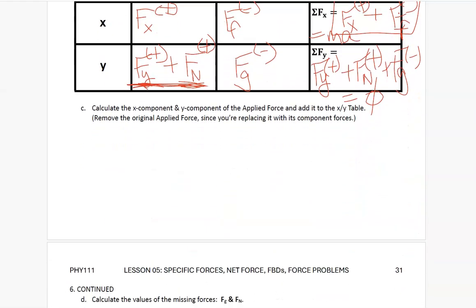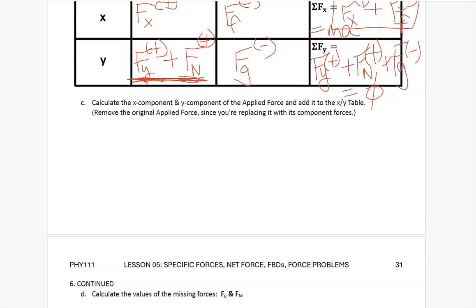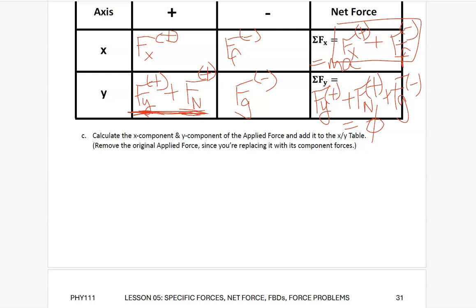We're asked to determine the X and Y components of the applied force, that's the tension force, and to add it to our XY table. We've actually added the names of those forces to the table, so we need to actually do the calculations at this point. All right, just redrawing what we've got. We've got a tension force at an angle of 25 degrees, and we are determining the horizontal component and the vertical component.